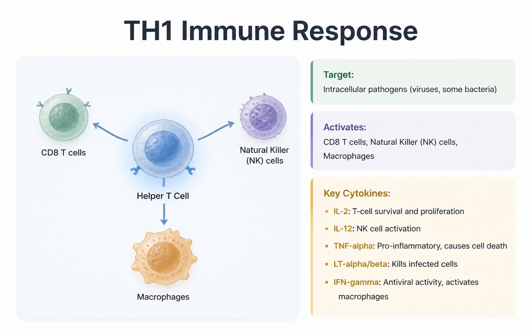When a virus invades, the immune system mounts a type 1, or Th1, response. This is orchestrated by type 1 helper T cells and is geared towards cellular immunity. The cytokines released here, like IL-2 and interferon gamma, are specifically designed to activate killer cells and macrophages to hunt down and destroy virally infected cells.